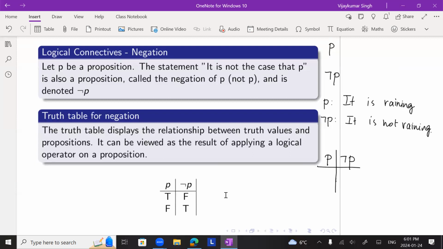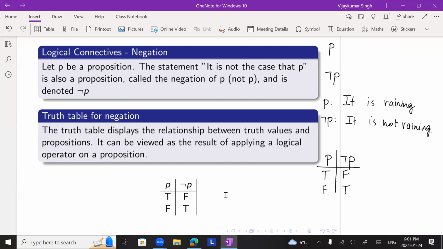Now if you look at statement P, it can be either true or false, right? So in that case, negative P will be what? If P is true, then negative P will be false. If P is false, then negative P is going to be true. So this is the truth table for the negation.